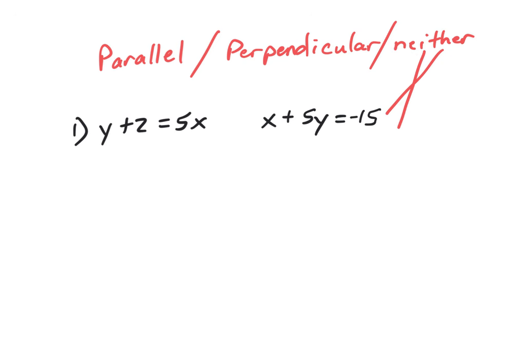In order to find the slope here, there are a couple of things we could do. The first thing we could do is put it in slope-intercept form. So for the first equation, that would mean subtracting 2. Now it's in slope-intercept form, and my slope is 5.